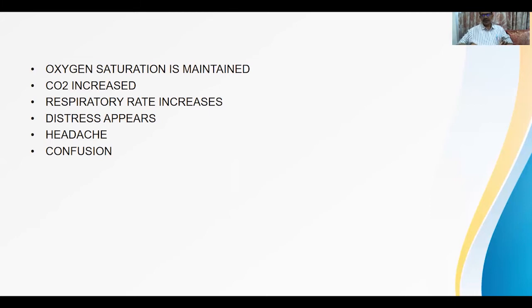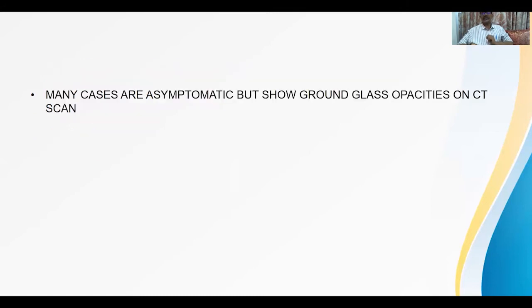So this is a C type where hypoxic pulmonary vasoconstriction is operating, saturation is maintained, but the patient is slowly developing progressive distress. Now many cases are asymptomatic but show ground glass opacities on CT scan. Even if some part of the lung is affected, the remaining part is doing an extremely good job and blood supply is being diverted from the useless part to the useful part. So everything appears to be fine.